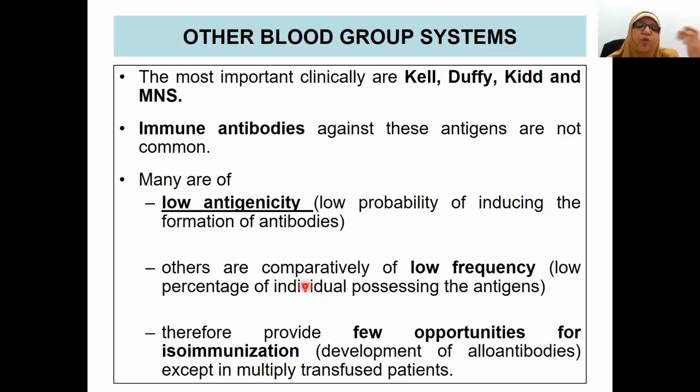Now, the other reason why you rarely develop antibody to all the other antigens is because they are of low frequency, which means not many people in the population actually express the antigen. And therefore, the likelihood that you get immunized with this antigen will be low.